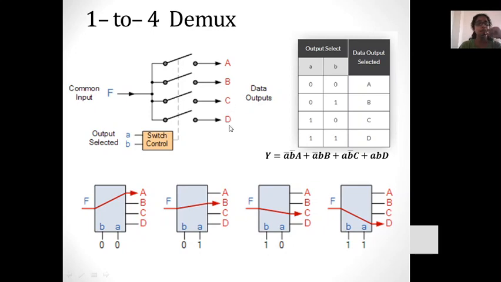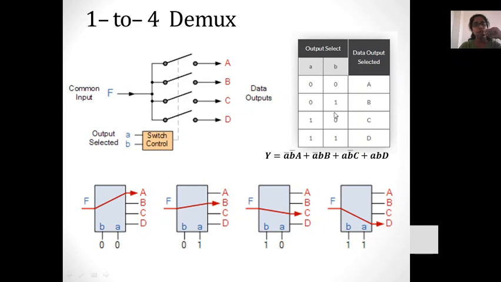Then who is controlling what the output should be? Or who is telling that F should go to A or F should go to B or F should switch to C and F should switch to D at a time? It is the control signals. So let us term them small a and small b in this diagram. The control signals a, b are controlling or steering the input to the output. I hope you understood. Let's see the tabular form, then it will become easier.